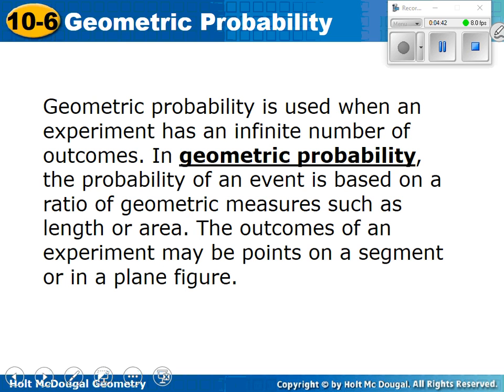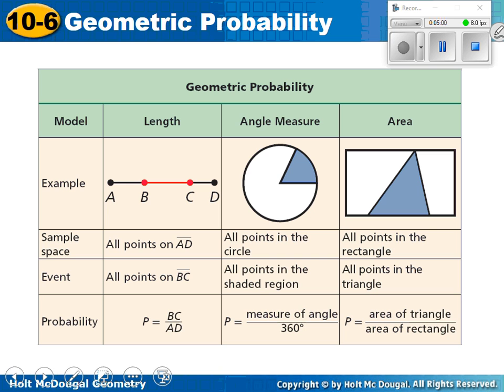For geometric probability today, we're going to be talking about geometry concepts. So we're going to be looking at things like length or area. Couldn't find my word there. So I'm going to jump right to our little chart and show you the 3 different ways you're going to have to find probability today.